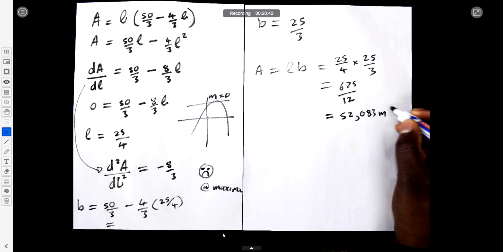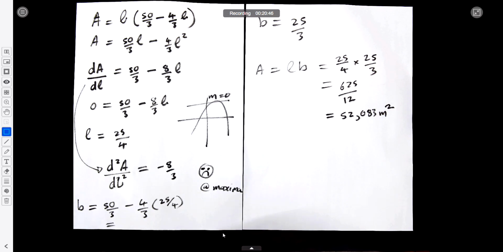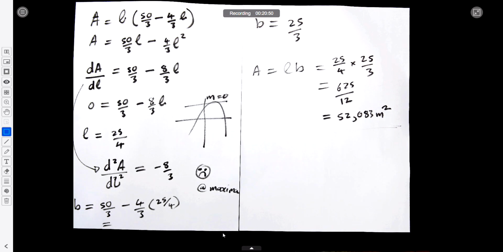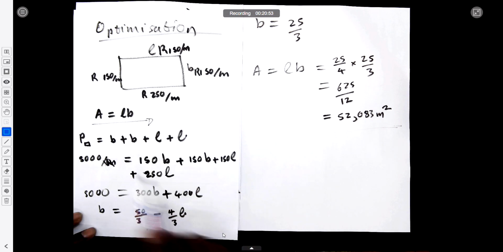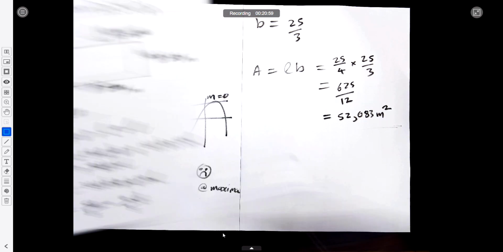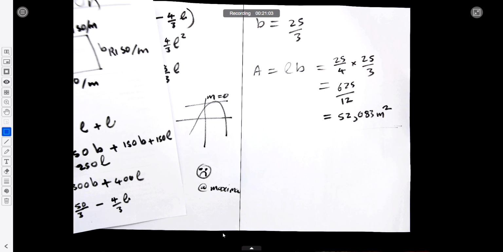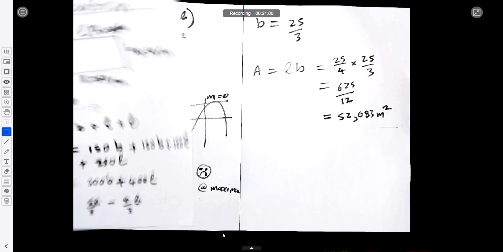So it is what units? Meters squared. So this is the maximum area that can be covered by 5,000 rand per meter of perimeter for this side, and the maximum area is going to be 52.083 meters squared.